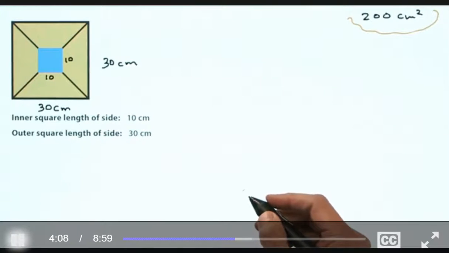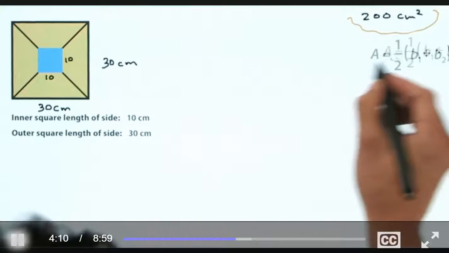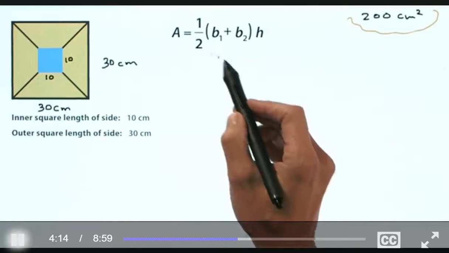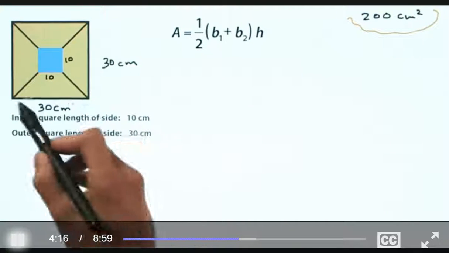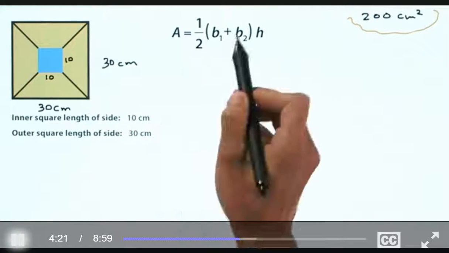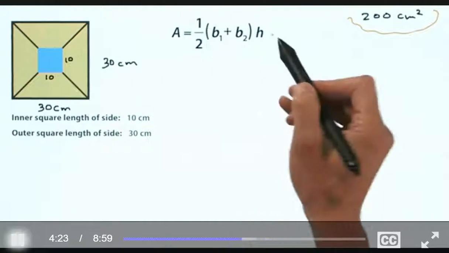So basically, what we have here is this great formula, which says that the area is 1/2 the length of the bottom plus the length of the top, so the bottom base plus the top base, and you multiply by the height.